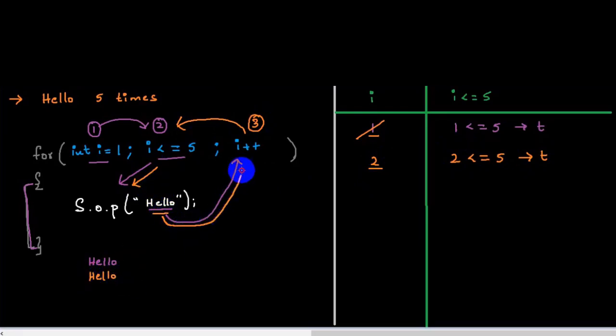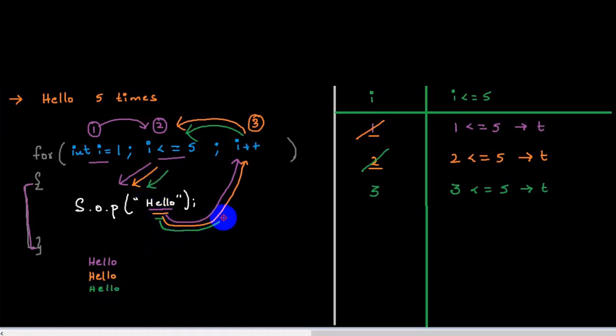Again, the loop will go back. What am I supposed to do now? i++. The i value was 2, now it will become 3. Then again, check the condition. What is my value? 3. Is 3 lesser than or equal to 5? Yes, it is true again. The control will come inside, and hello will be printed.